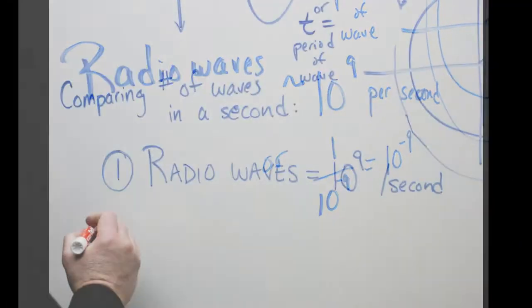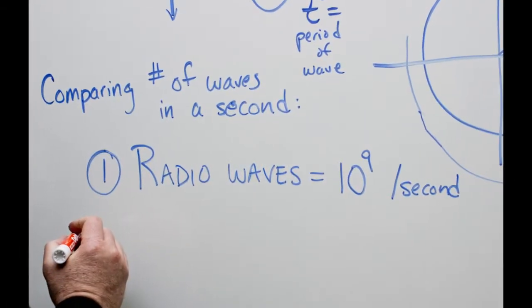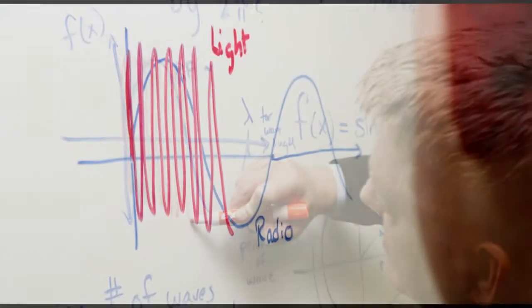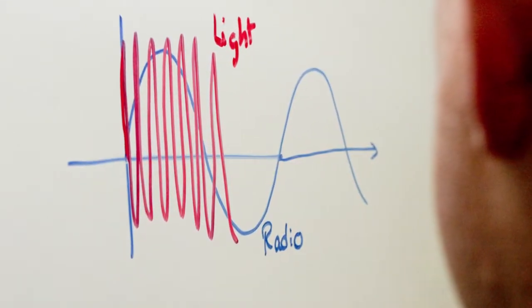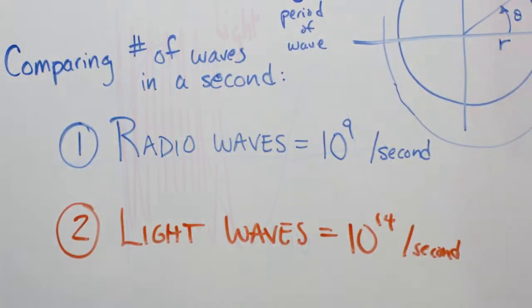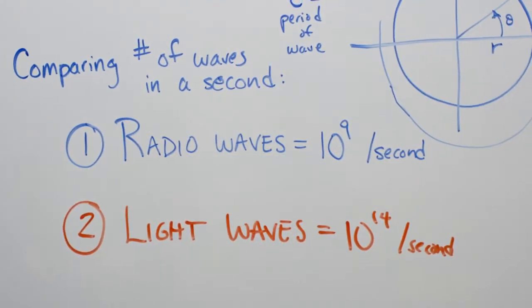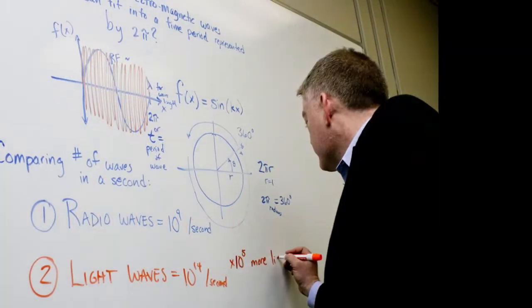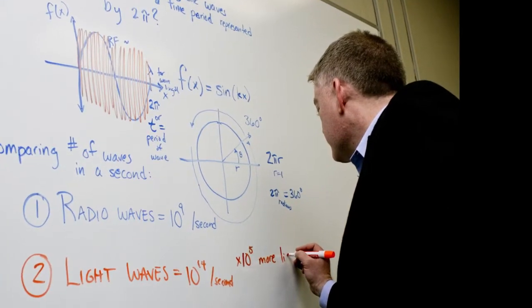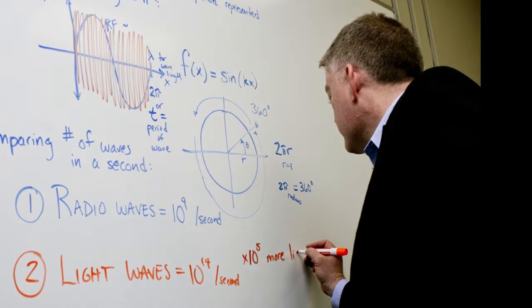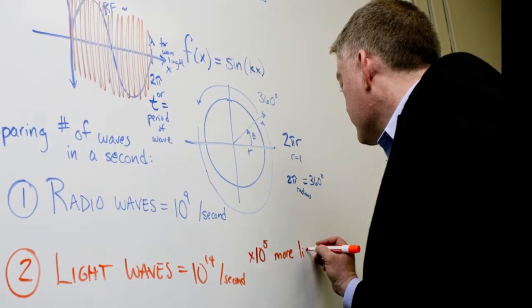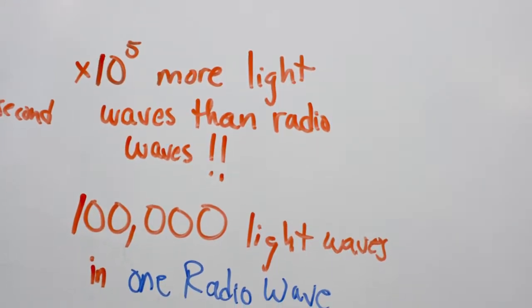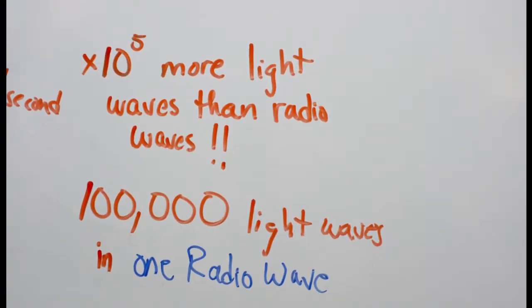Now we're going to compare the number of waves in a second between radio waves and light waves. If this is one radio wave for one given period, then you would have many, many, many more light waves. And if you look at the ratio of these two, this means that for every one radio wave that you might have in its period, you would actually have 10 to the 5 more light waves than radio. That means that for every radio wave, you have 100,000 light waves.